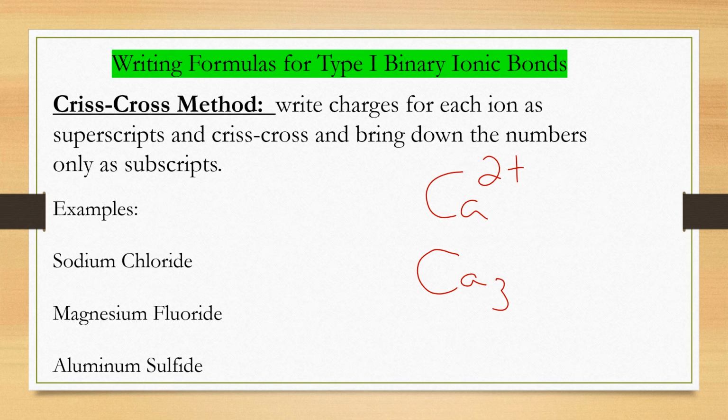So that means we have 3 calcium atoms. Okay, that's telling us the number of atoms we have. So we write it down at the bottom. Subway is down at the bottom, so subscript is down at the bottom. So it's important to know the difference between those.